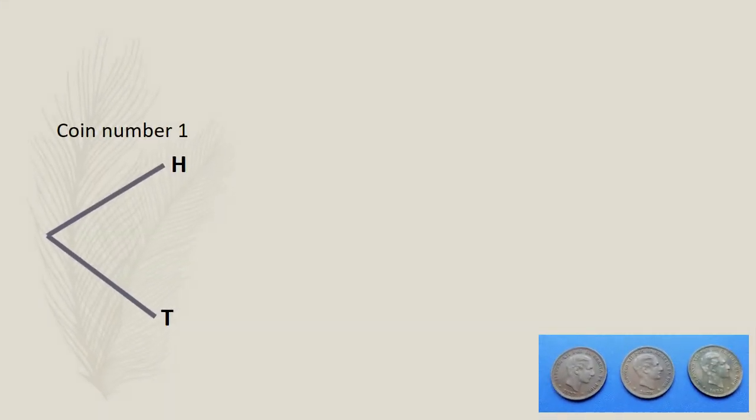So what you do is you're going to make little branches, hence the tree diagram. You're going to have a look at coin number one. You flip coin number one. So what are all the possible outcomes that can happen? You can either flip a heads or it can land on a tails. So you write coin number one here on top, your heading, and you list all the possible outcomes that can happen with flipping one coin.